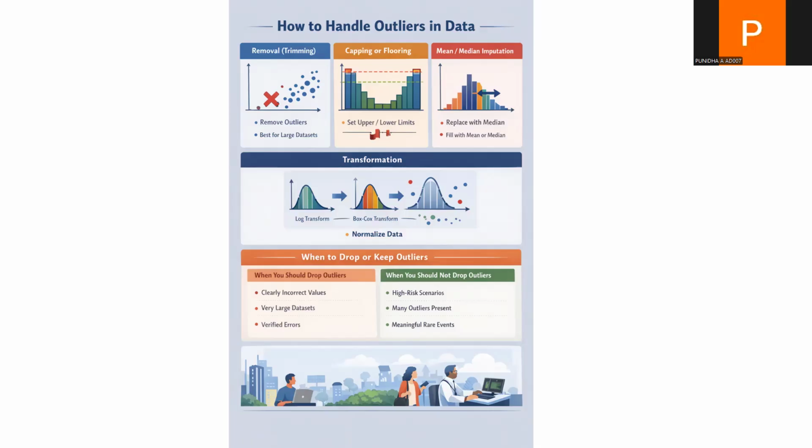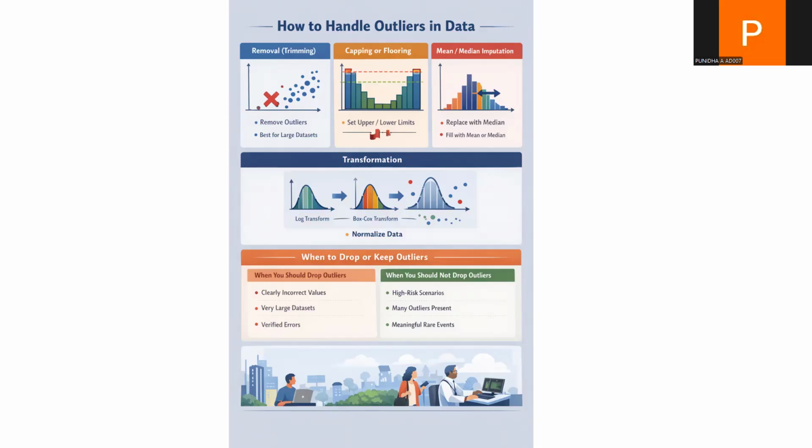Capping or flooring. Quartile based treatment. Outliers can be replaced with upper and lower bounds. Values above the upper bound are capped at the threshold value, and values below the lower bound are floored. This method preserves all data points while reducing the influence of extreme values. Best suited for numeric features with long tailed distribution.